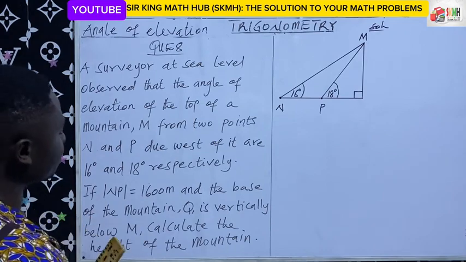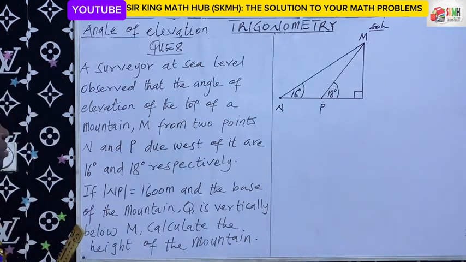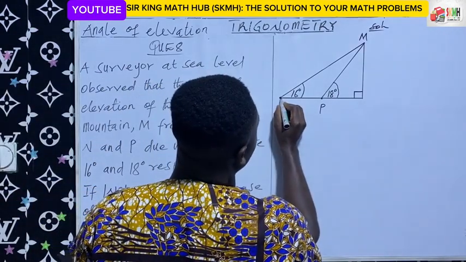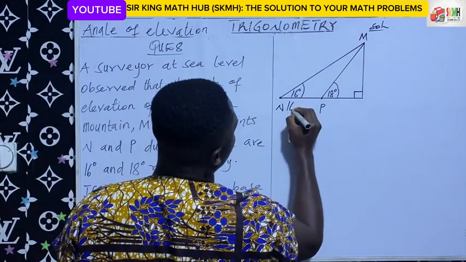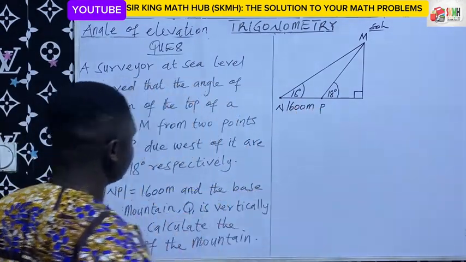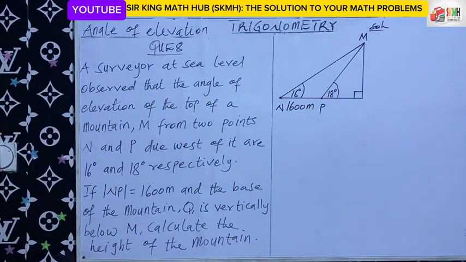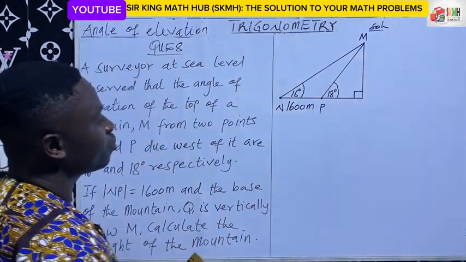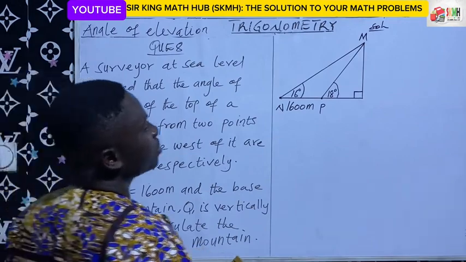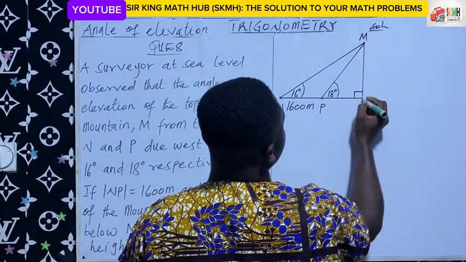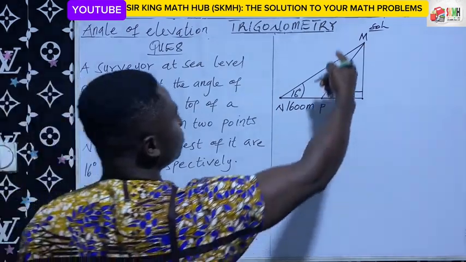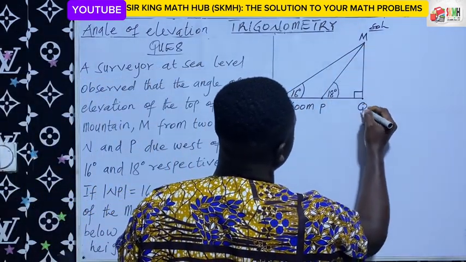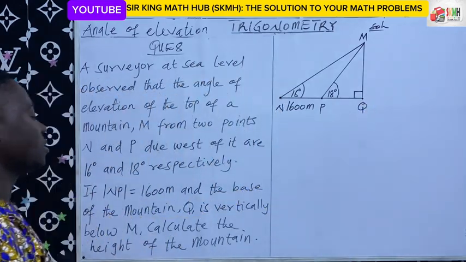Now the length of NP, the distance from point N to P, measures 1,600 meters. So that is the distance. And the base of the mountain, Q. So where is the base of the mountain? There is the mountain, there is the top of the mountain, and this is the base of the mountain. The base of the mountain Q is vertically below M. So it means that this point here should be labeled as Q.